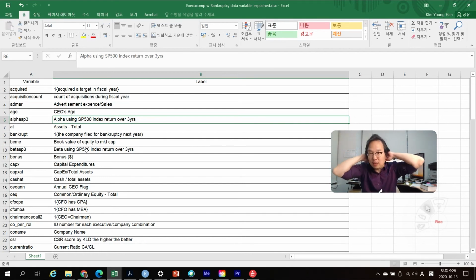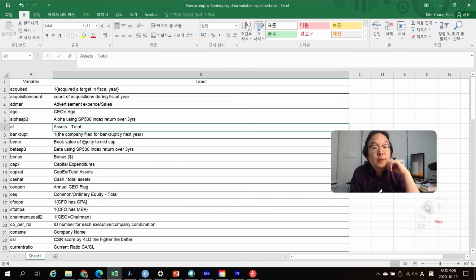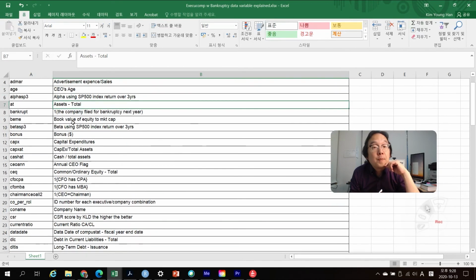Remember that beta and alpha have to do with excess return that is not explained by the market factor. So that's the company's performance in that CAPM setting. Okay. AT is asset total. And then bankrupt, I told you, the company filed for bankruptcy next year. And BEME is book value of equity to market value of equity, BEME.